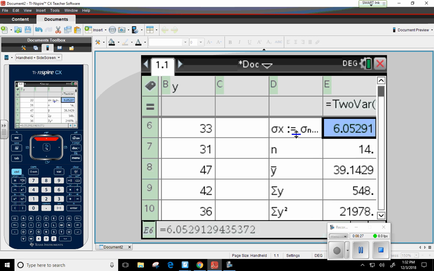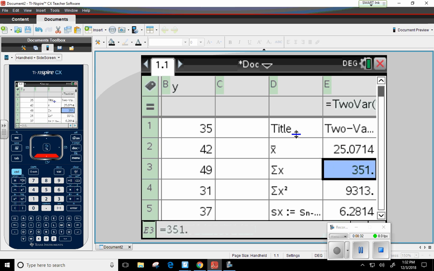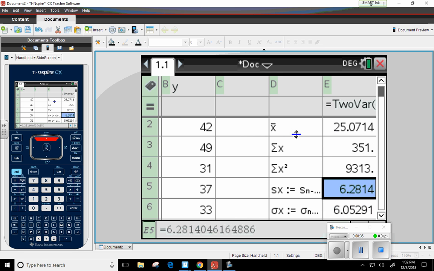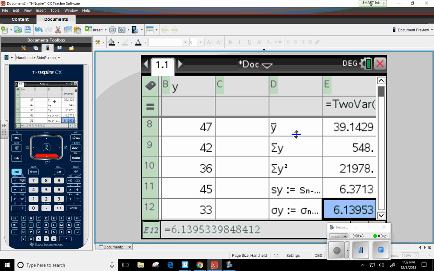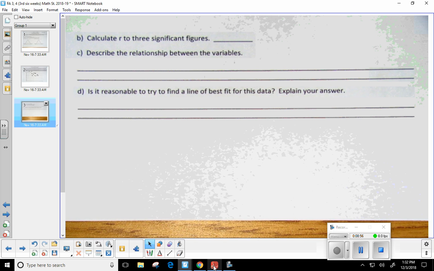So remember, this gives you everything you need. Okay, starting with the mean for the temperature. Which one was my standard deviation? S sub x or sigma sub x? Sigma. Okay, there we go. So 6.053. All right, then we have the same thing for the y values. So we wanted this to how many sig figs? So that would be negative 0.219. Yes. There we go. And we can throw a 0 in there at the beginning if we want to.